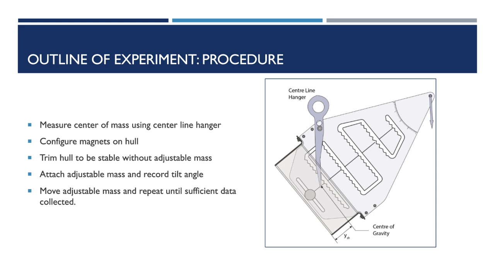The center of mass is measured using the center line hanger. After this, magnets were attached to the hull in varying configurations. The hull was trimmed in order for only the adjustable mass to influence the stability of the vessel. The adjustable mass was then attached to the sail and the angle of tilt recorded. This was repeated for the positions of interest until sufficient data was collected.